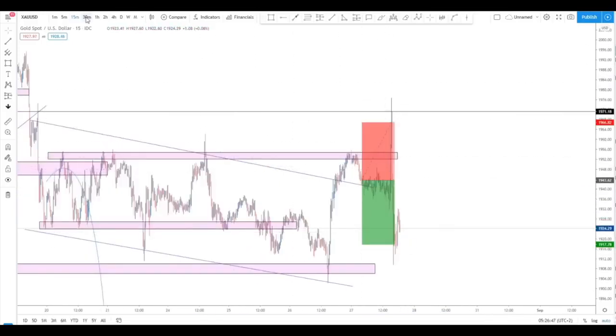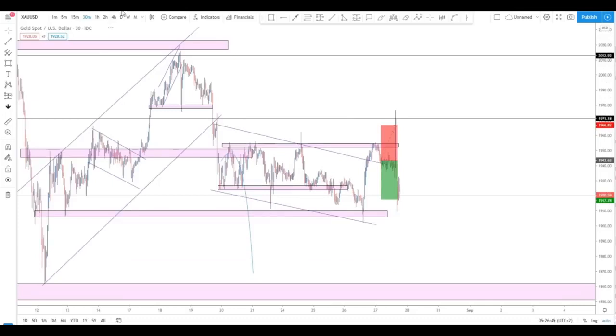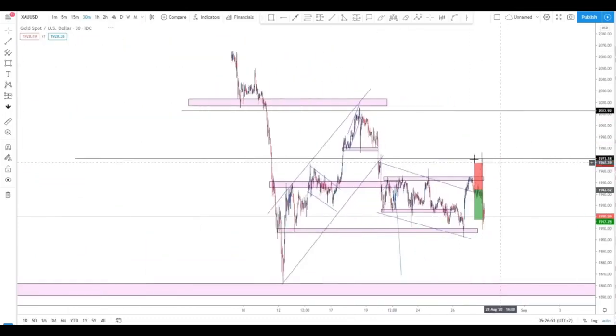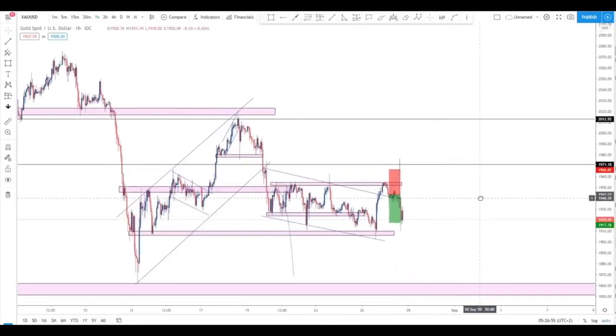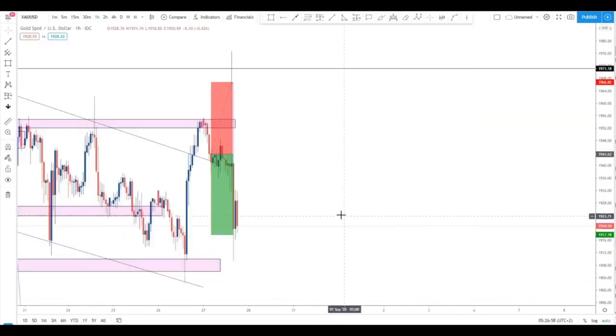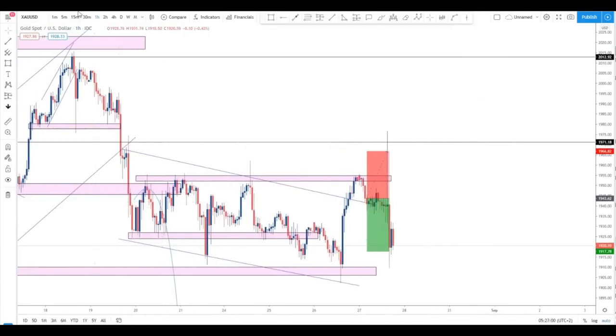So what I need to do now, I can go to 30-minute charts or 1 hour chart and see what else the market is giving me. I'm going to go to 1 hour chart and analyze what the market is telling me and how to continue from this point on forth.